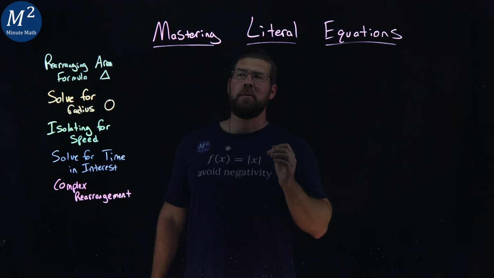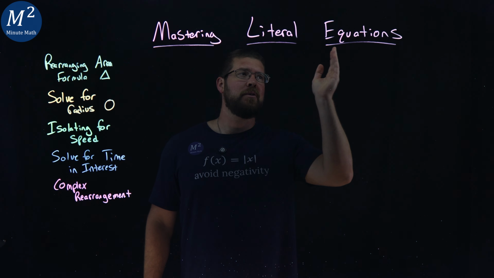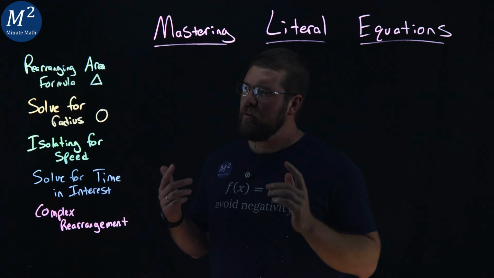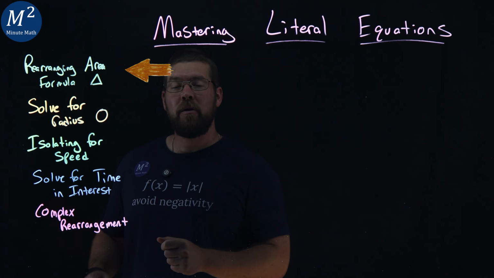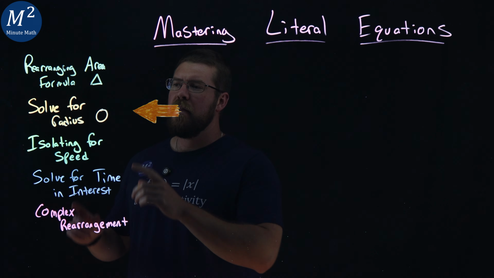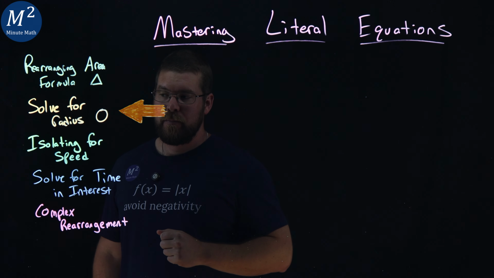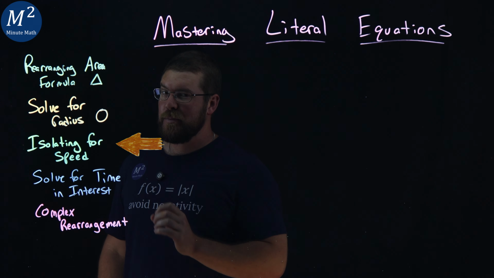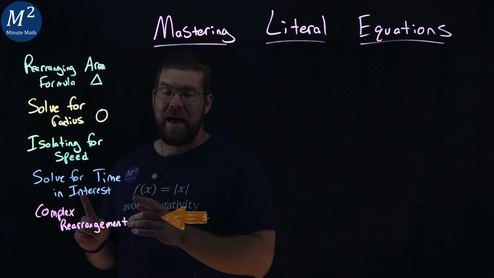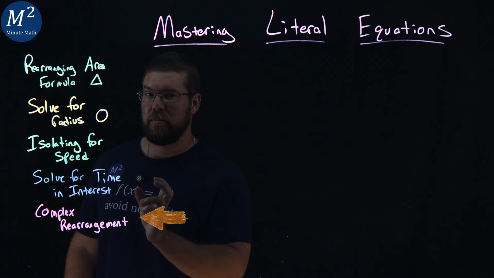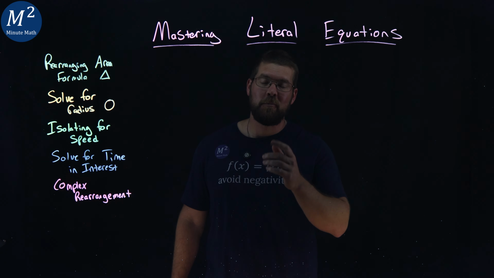And today we're learning about mastering literal equations. In this video, we're going to be having 5 problems. The first one is going to be rearranging the area formula of a triangle. Then we're going to solve for the radius of a circle. We will then be isolating for speed. We will then solve for time and interest. And lastly, we'll have a complex rearrangement problem. And so, when you're ready, let's get started.